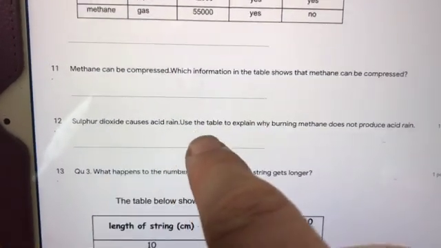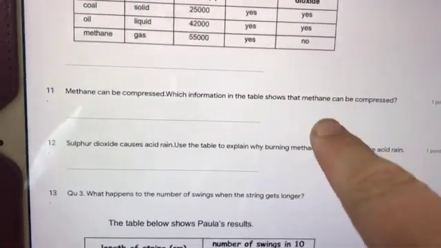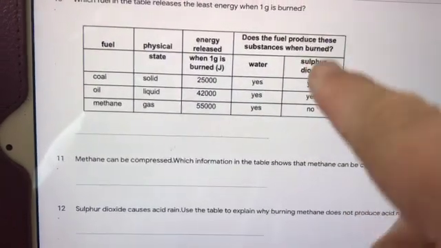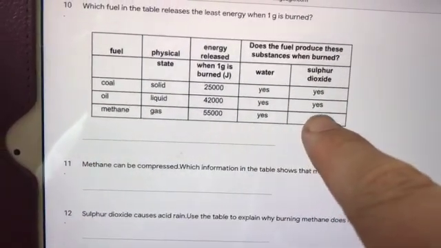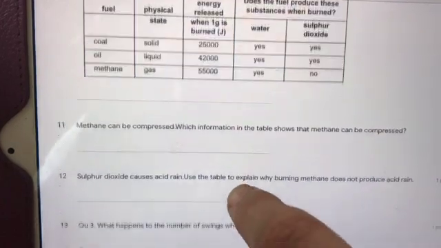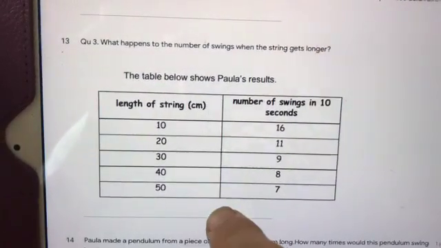Sulfur dioxide causes acid rain. How do we know that methane doesn't produce acid rain? Because if you look over this column, we can see that methane does not produce sulfur dioxide. There's no sulfur dioxide being produced by methane.